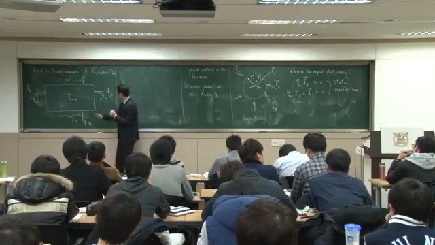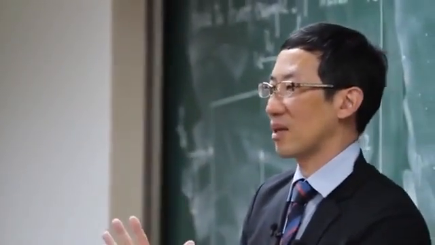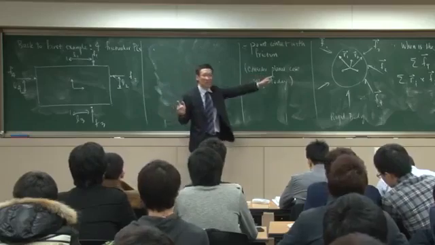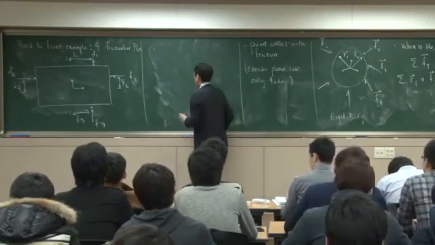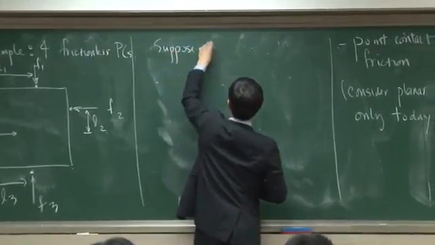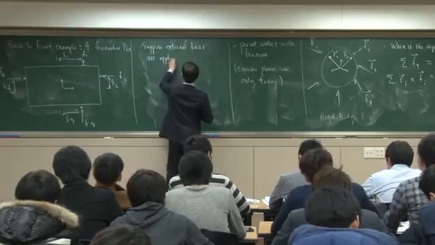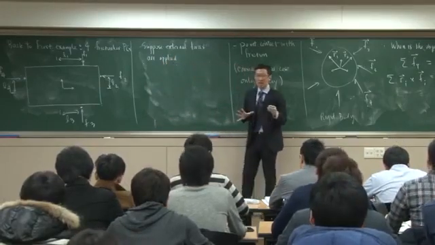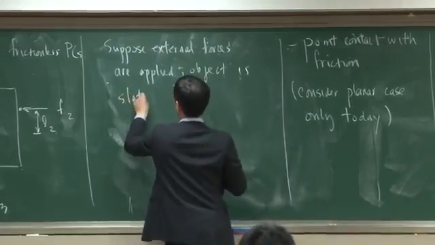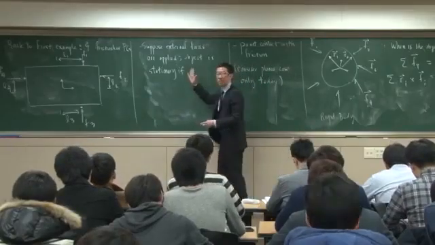Now, suppose some external force is being applied to this object somewhere. Now let's ask ourselves, is this object stationary? So what do we do? Now we use our static equilibrium equations. Suppose external forces are applied. Then the object is stationary if the static equilibrium equations hold.